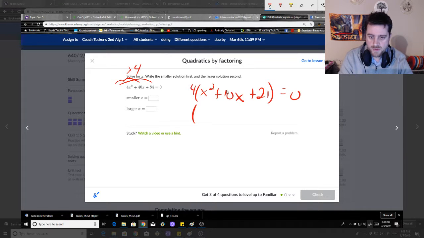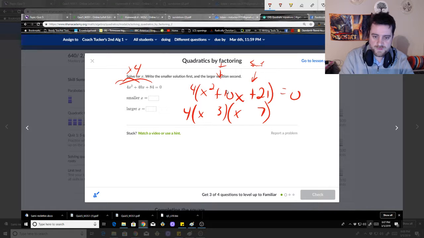What factors of 21 add to be 10? The only other two factors of 21 other than 1 and 21 are 7 and 3. So x is going in front, the 4 stays in the front. They're both the same sign, and that sign tells you what they are. They're both positive. So both positive equals 0.